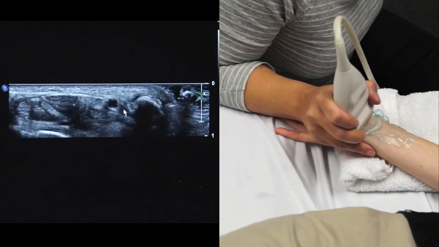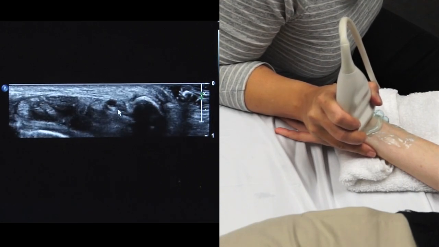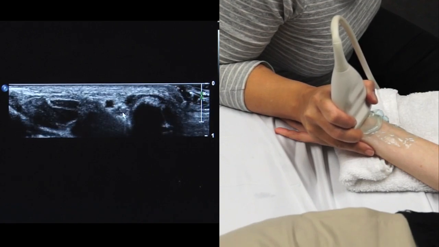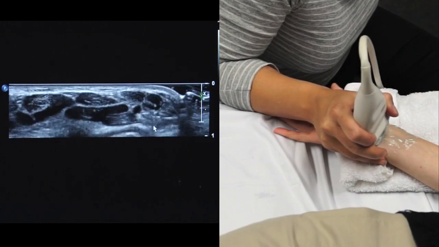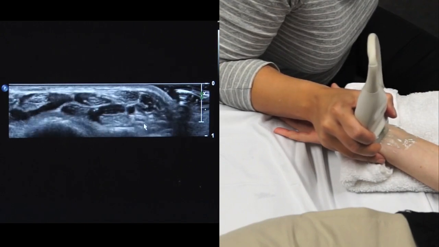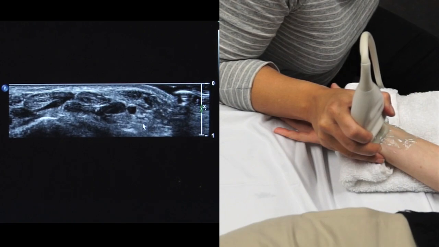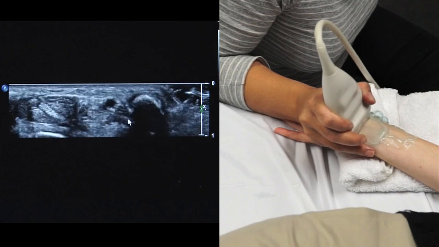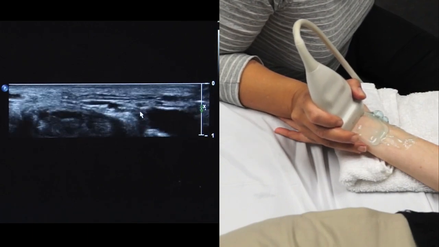But here we are looking at the ulnar nerve, and the ulnar nerve also has that typical honeycomb appearance in short axis. Okay, and you always want to scan the structure proximal. Here it is. I'm going to move the focus down to see it better. And then as you scan distal, you can see the ulnar nerve here.